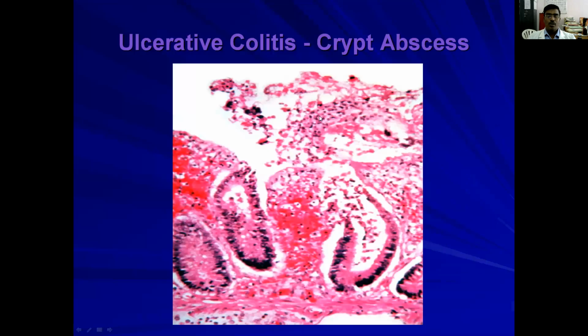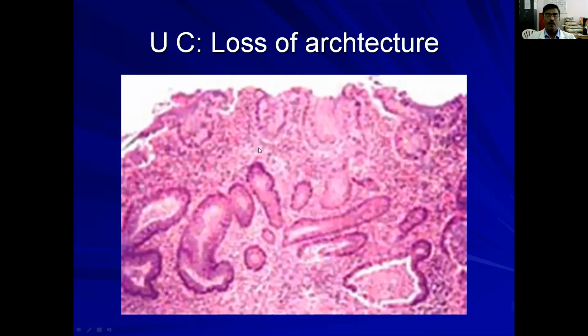So the characteristic microscopic finding is a crypt abscess. You can see plenty of degenerated neutrophils forming an abscess in the mucosal layer, which is a classical finding of ulcerative colitis. Here there is a microscopic loss of architecture in a case of ulcerative colitis.